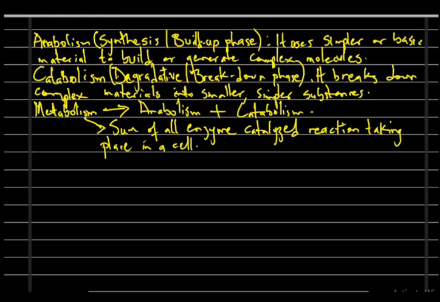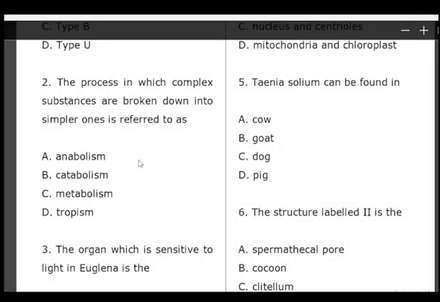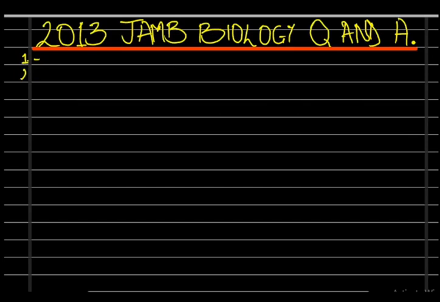And then we have the last option there, tropism, talking about response to stimuli in plants. So those are the meanings of all the options that we have there. And looking at this now, we discover that the answer to question 2 is catabolism, which happens to be option B. So Number 1 is typical of Jamb. Number 2, we said is option B. Let's move to number 3 now.